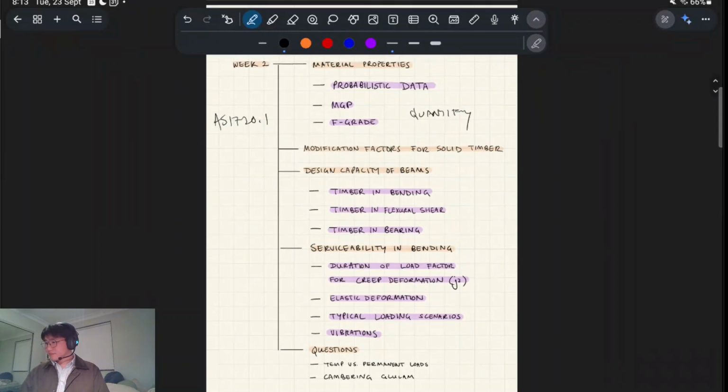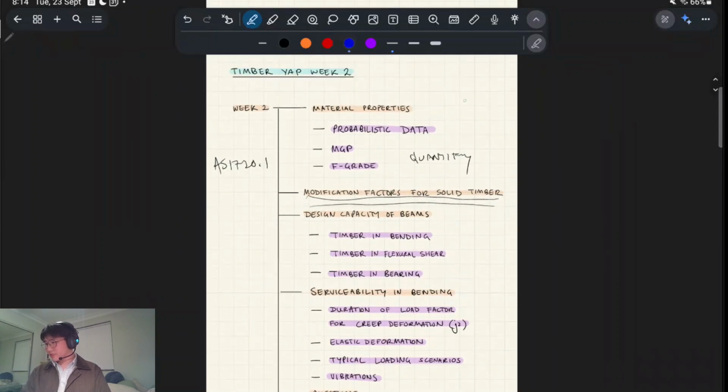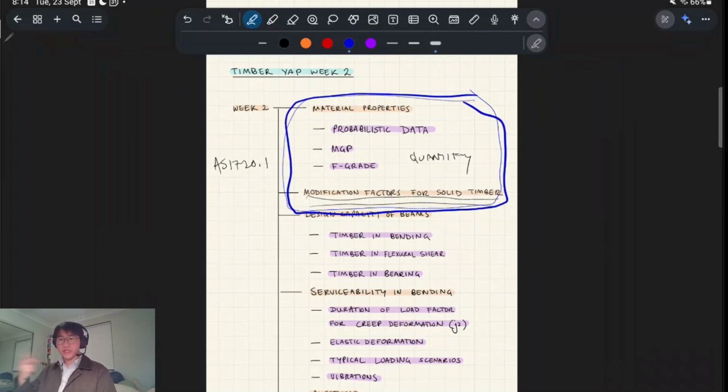And we'll be talking about the modification factors. So on this document, I'll cover these topics and then leave this stuff for next week. But after I cover the stuff I've just outlined in blue, I'll jump over to the week 3 document and talk about tension and compression.